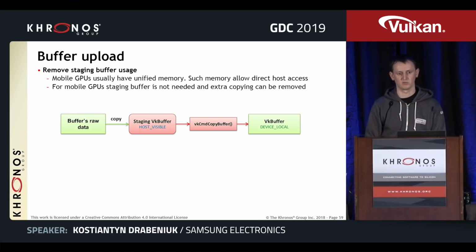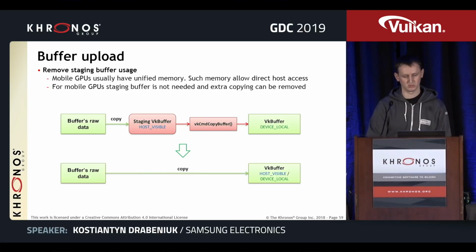So as you may know, in Vulkan, an index or vertex buffer uses a VK buffer with device local memory. And it means that direct host access to such memory is not allowed. To upload such a buffer, we need to allocate a staging buffer with host visible memory, copy data to the staging buffer first, and then copy data from the staging buffer to the VK buffer with device local memory by a copy command.